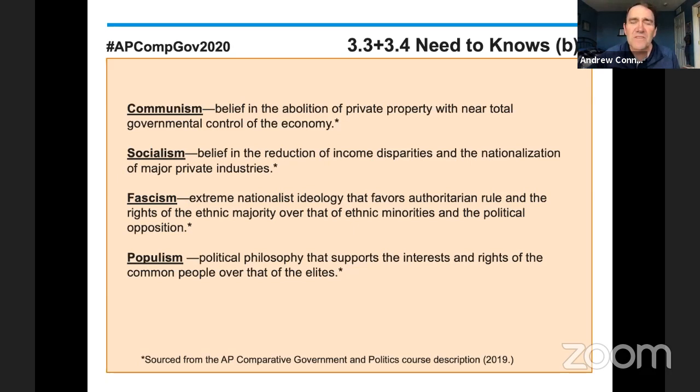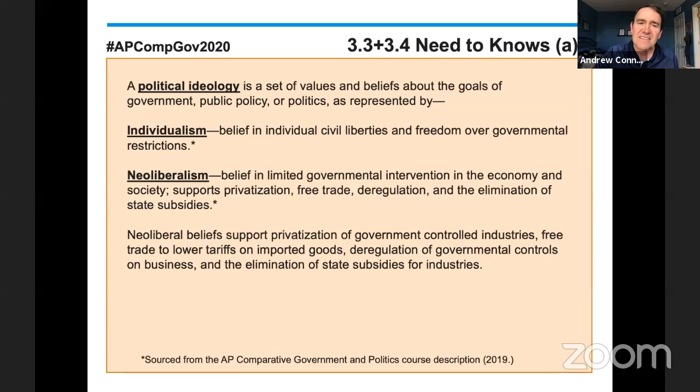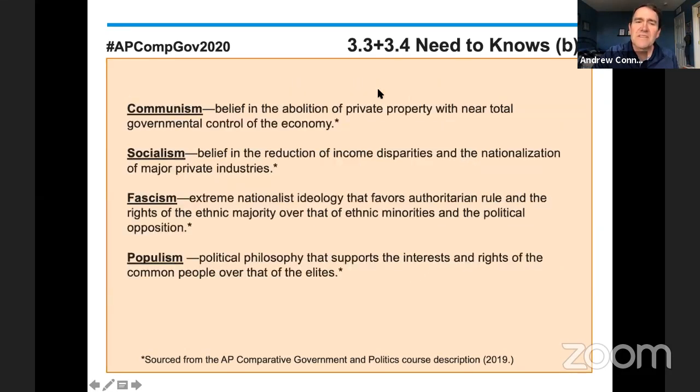So communism, we are told, and I should point out, if you're new to these lessons, that anytime I put an asterisk next to a definition or notes, that means that that definition or that description of the word or those notes are coming directly from the AP comparative course description. So it's a helpful way to see that in some cases, I'm kind of adding my supplemental notes or ideas on the topic, like I did with neoliberalism in the second paragraph without the asterisk. But anything that does have an asterisk is coming from the course description.